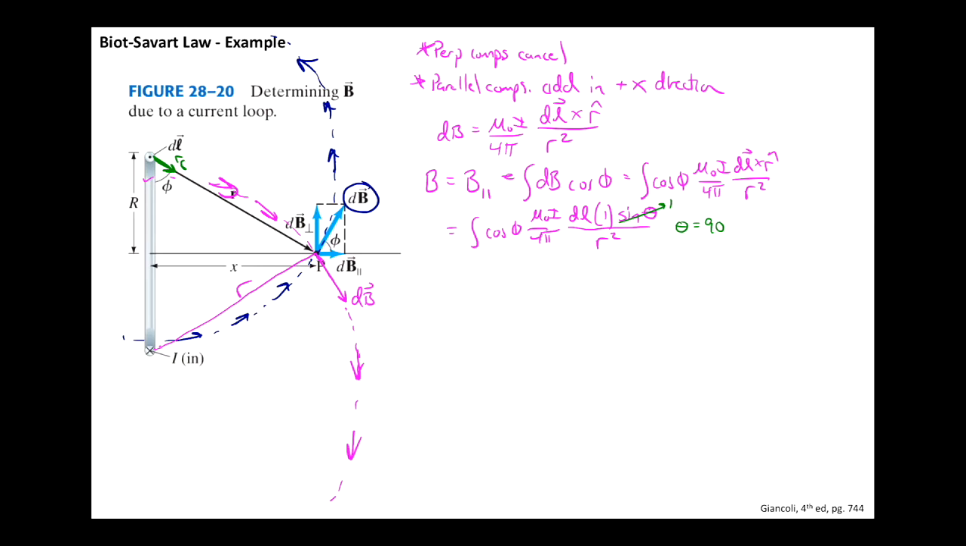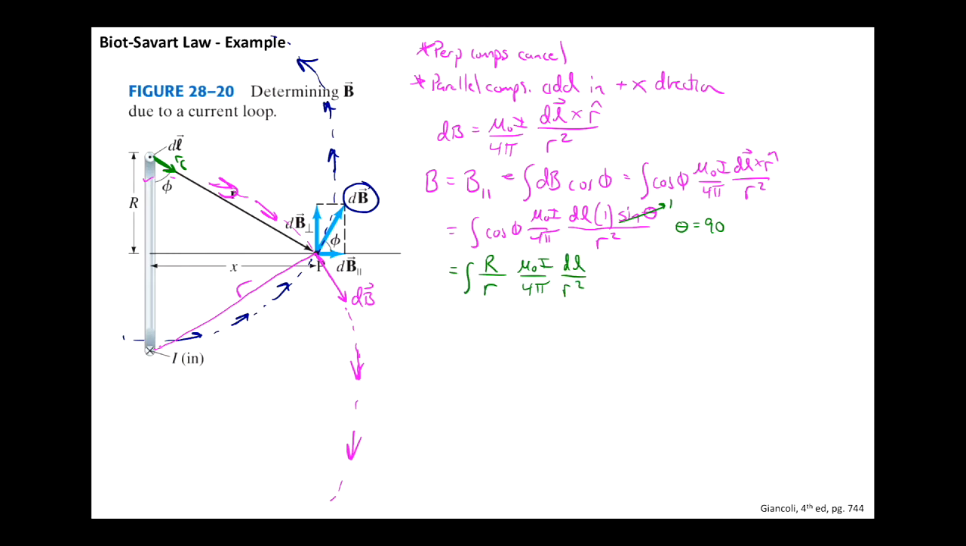Let's see, what else can we do here? So I'm going to try to get everything in terms of R, and it turns out that the R is a constant we're going to be able to pull out. So we could rewrite cosine of phi as big R over little r. Then we still have mu naught I over 4 pi dl over r squared.